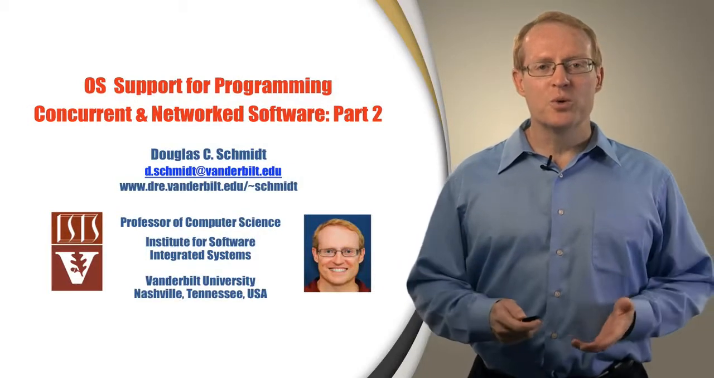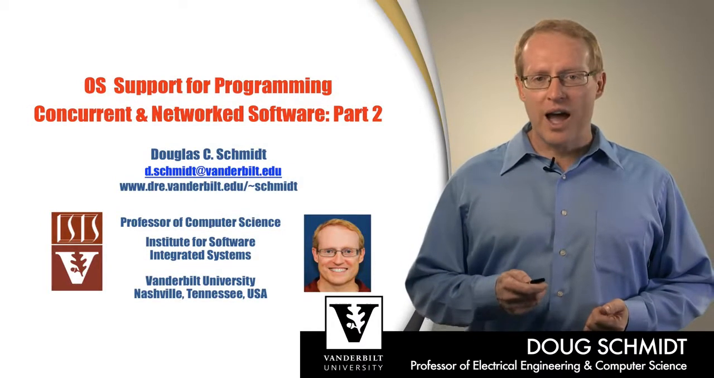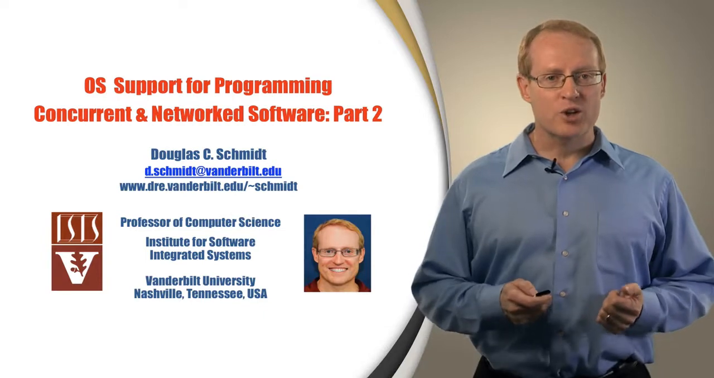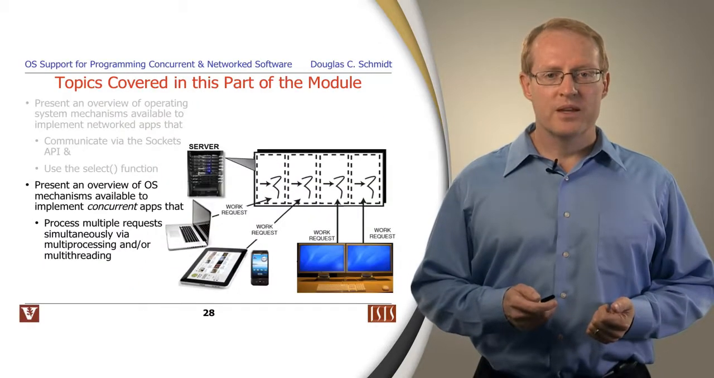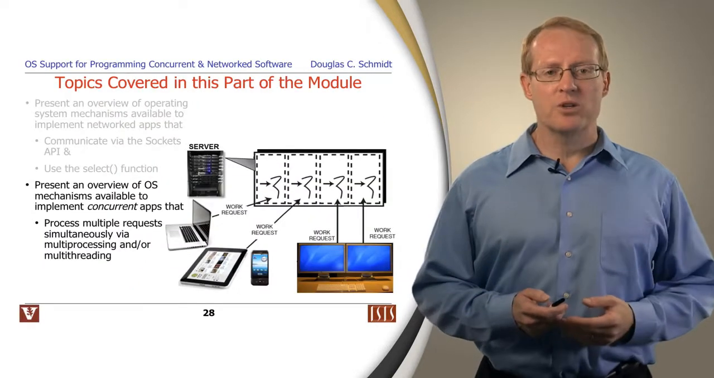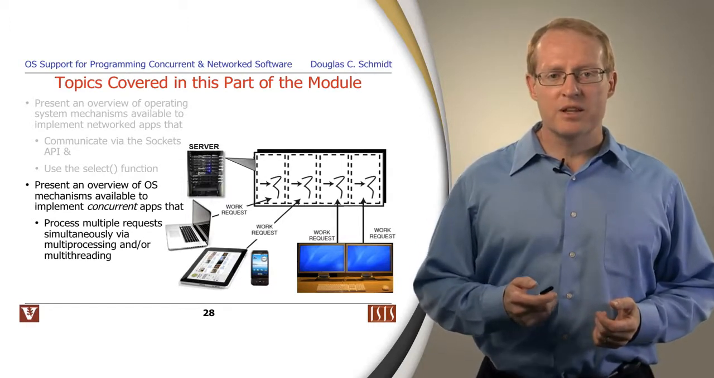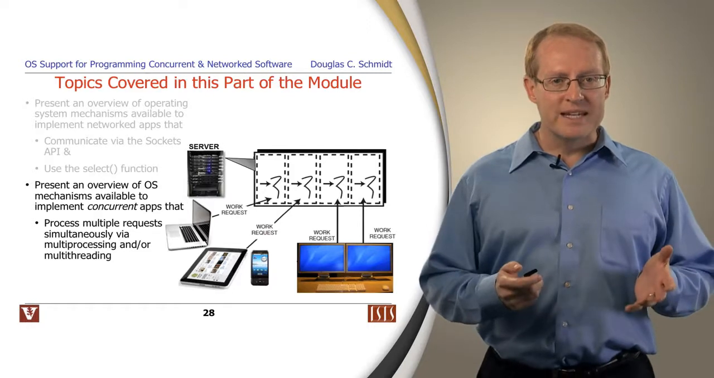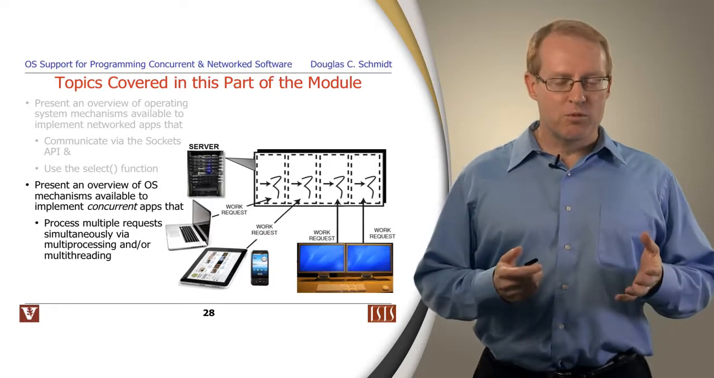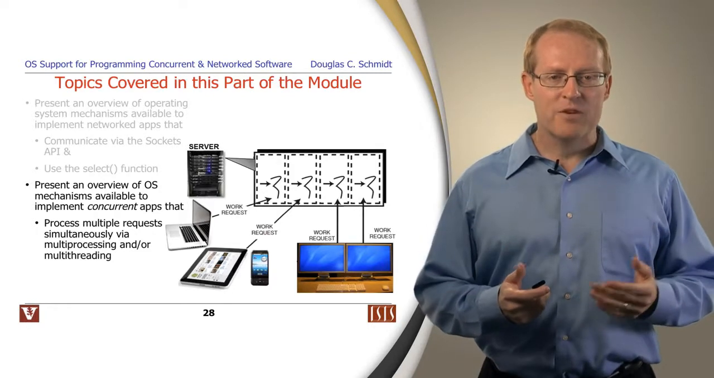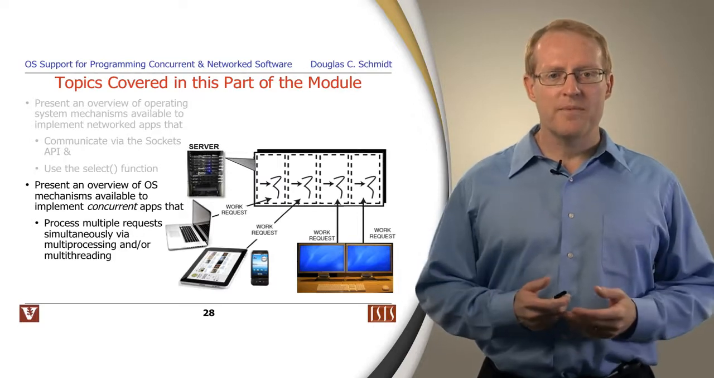Welcome to part 2 of the module on operating system support for programming concurrent and network software. In part 1 of this module, we presented an overview of some of the operating system mechanisms that are available for programming networked applications. We focused on Select and we focused on the Socket API.